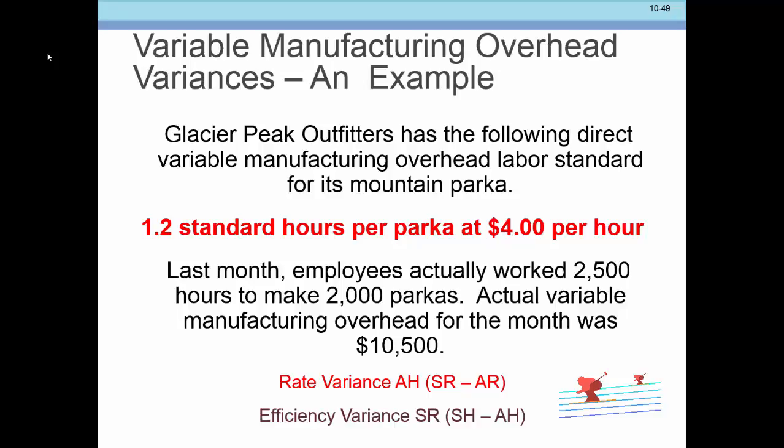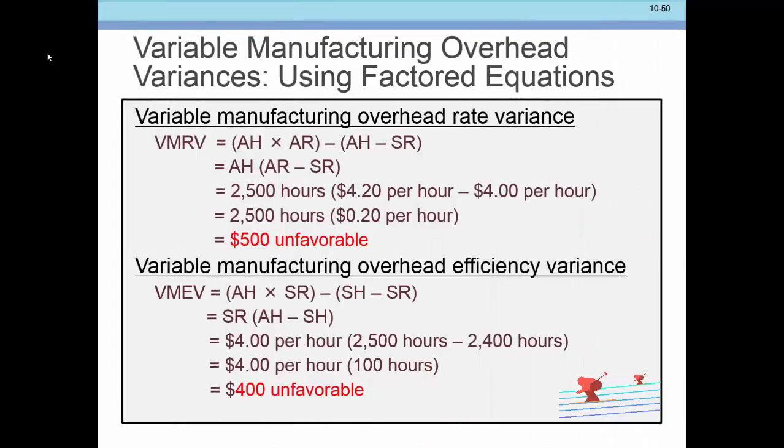Ken, you want to try the, well, let's look at the answer. You want to do the zippy one? Sure. Okay, we'll get zippies up there. We're just checking our work on that last one. Favorable, 500 unfavorable, and variable rate variance, 500 unfavorable, efficiency variance, 400 unfavorable, right?